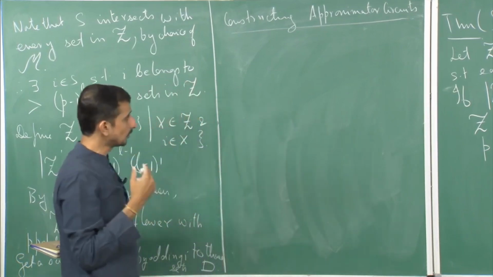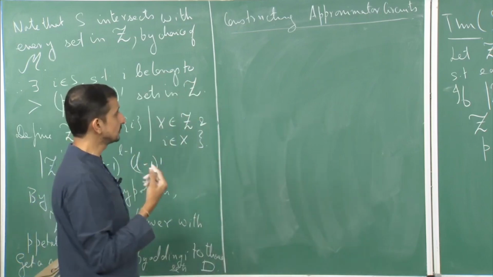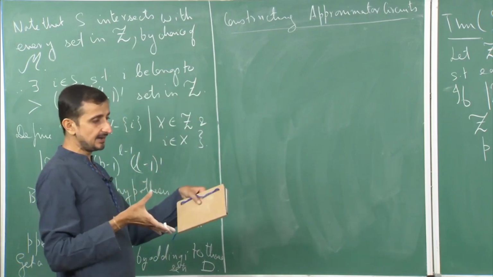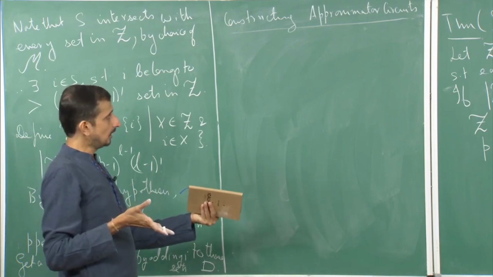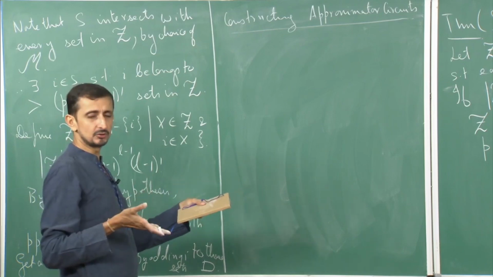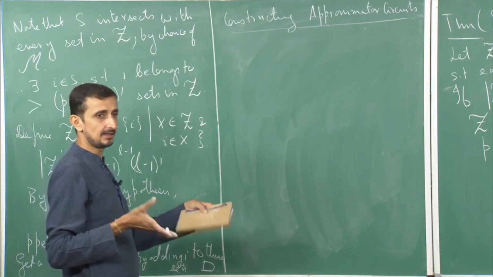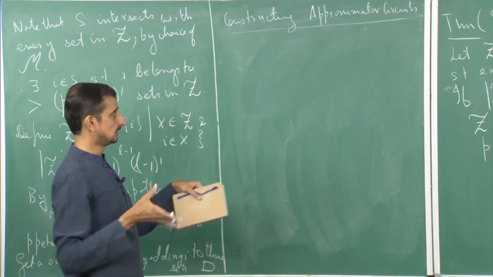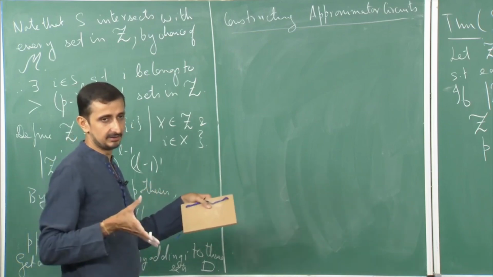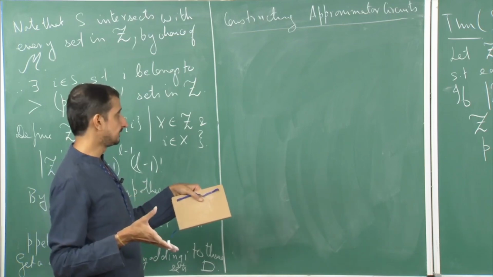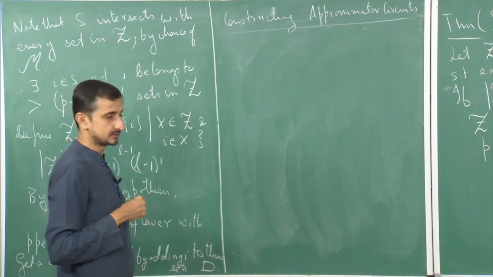Again, just to recollect, I erased the definition. So what was an approximator circuit? We need an OR of at most M many click indicators, and each of these sets has size at most L.